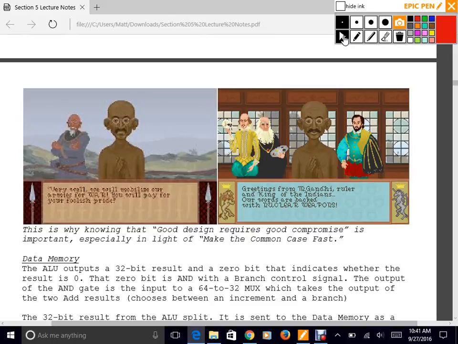Good design requires good compromise. And this is why understanding the architecture and the organization when writing code is important. And that's why understanding the data path is important. And that's why understanding all the stuff that we did today is important. Right? I'm not just doing this to torture you. I'm trying to, because there's somebody out there that's living with this for the rest of their life, right?